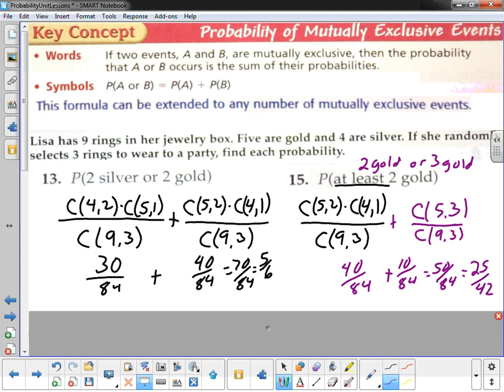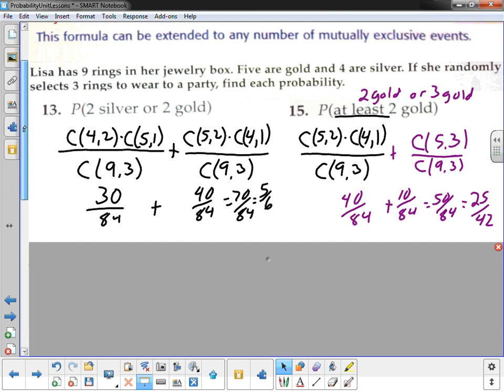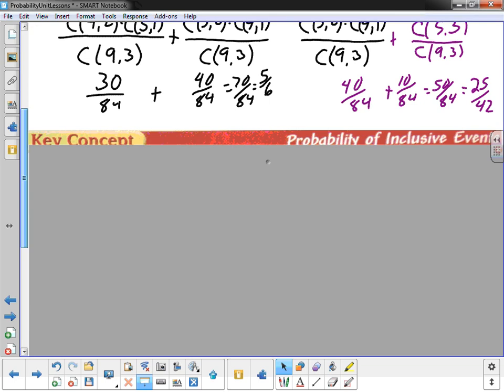So if I have mutually exclusive events, I'm just going to find the probability of each individual event using whatever method is necessary. In this case here, it was combinations work really, really well. And then I add the probabilities together. Okay.